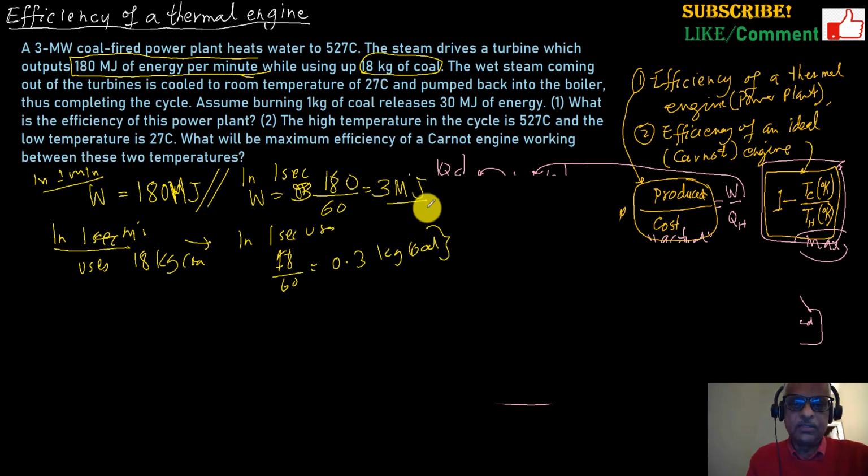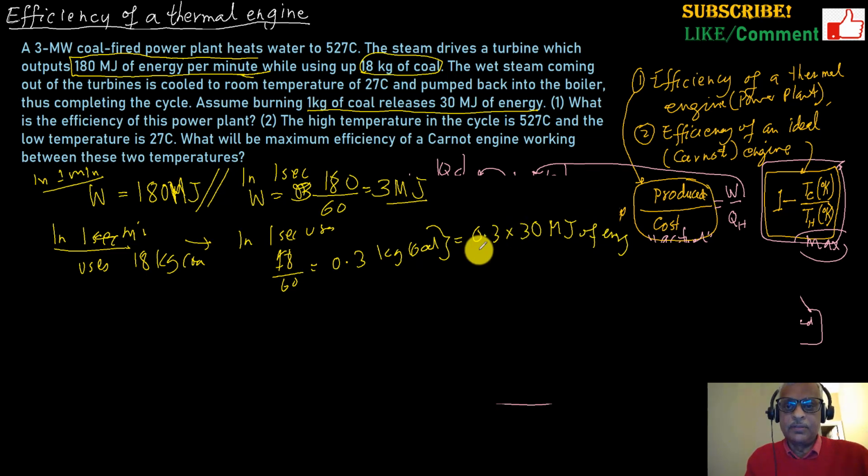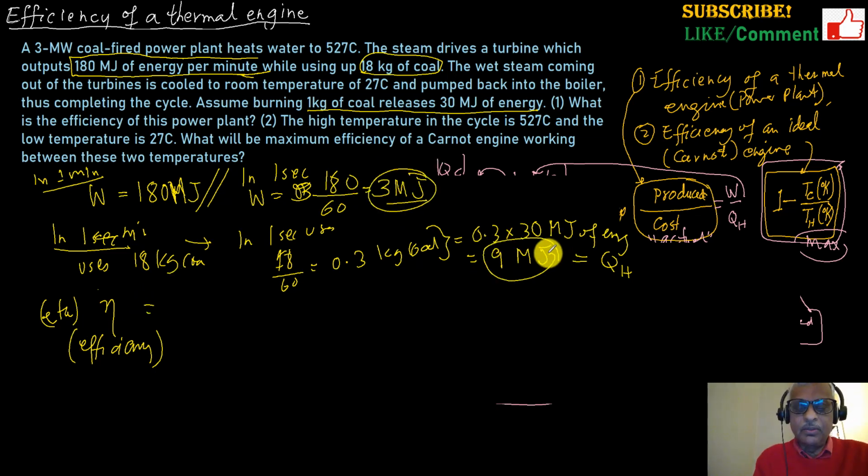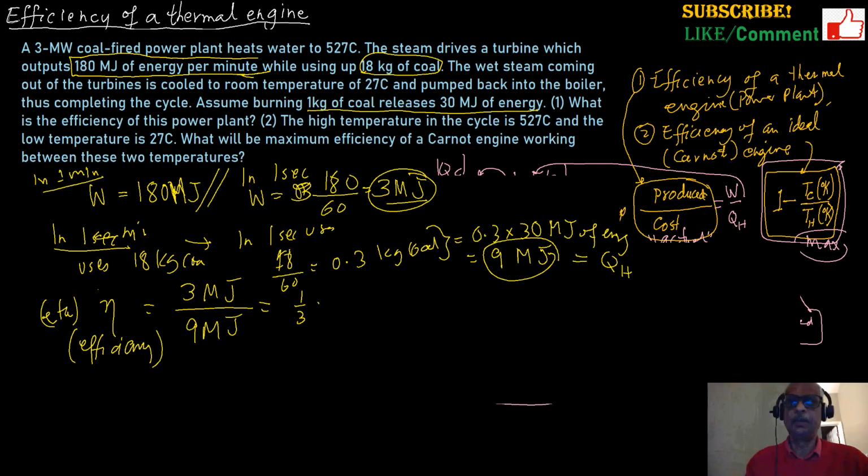So how much energy does it say for each kilogram? It has this much energy in coal. So it will release 0.3 times 30 megajoules of energy. So this is 9 megajoules of energy it will release, right? So this would be QH. So take a ratio of these two. The efficiency, usually the letter eta is used for efficiency. That's the symbol normally used. So this much produced, but used up this much. So 3 megajoules produced, 9 megajoules used up. So this is 1/3. Okay. So this is the answer for 1.